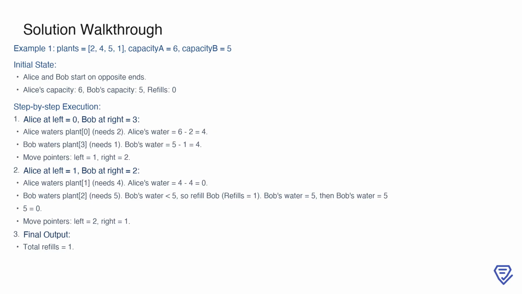After watering, Alice moves to the second plant, and Bob moves to the third. Alice now waters the second plant, which requires 4 units, depleting her water completely. Meanwhile, Bob attempts to water the third plant, which needs 5 units, but his remaining water isn't sufficient. He refills his can, which counts as 1 refill, and waters the plant, depleting his water again in the process. At this point, the pointers for Alice and Bob overlap, and the process is complete. The total number of refills required is 1.